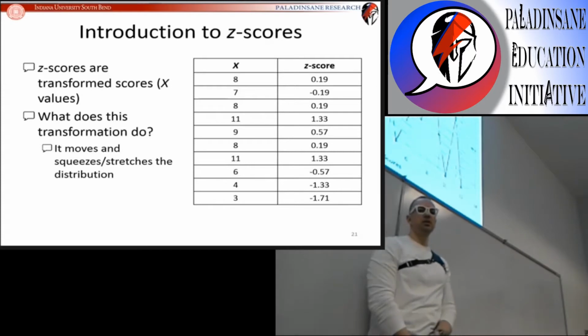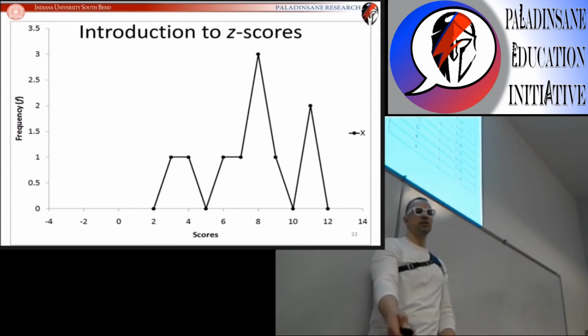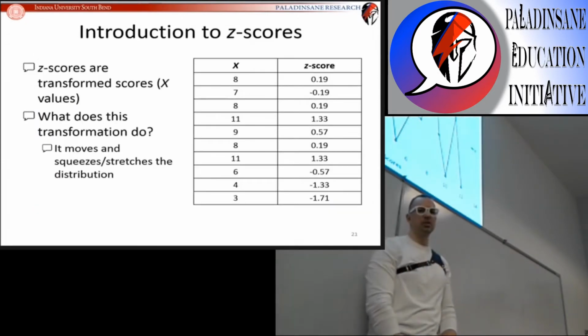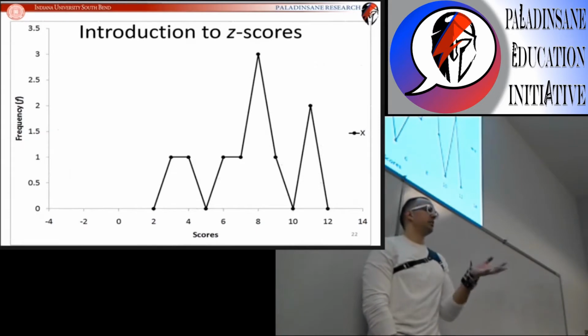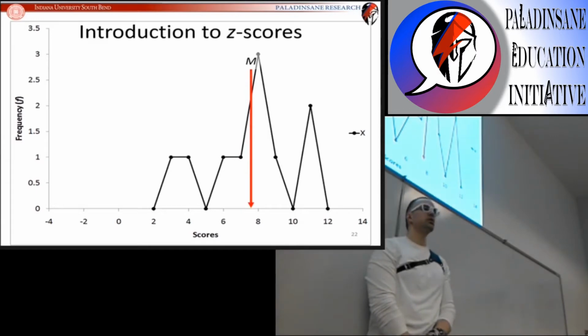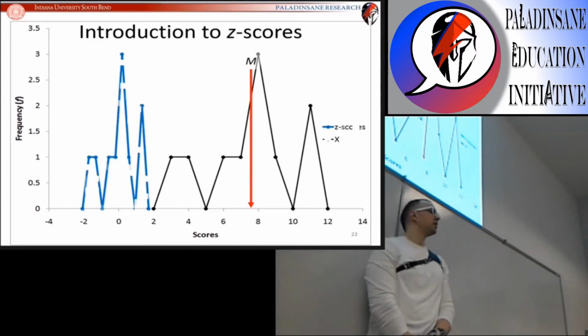So what it does visually, if you have this distribution right here, which is the one that we're taking a look at, so that's the distribution that we just had, that distribution has a certain mean. The mean of that distribution is right there. If you transform those scores into Z-scores, what you do is you take that distribution and you move it and you squeeze it. So you move it so that the new mean is 0. So the mean of every set of Z-scores is always going to be 0, because that's what a Z-score does. It takes your distribution and it moves it to a place so that the mean is now 0.